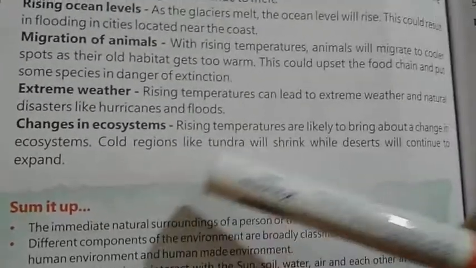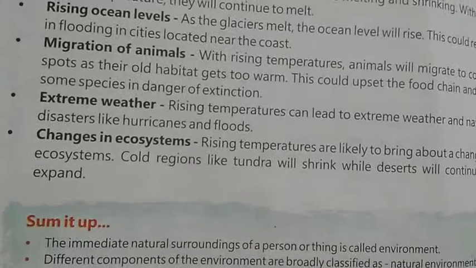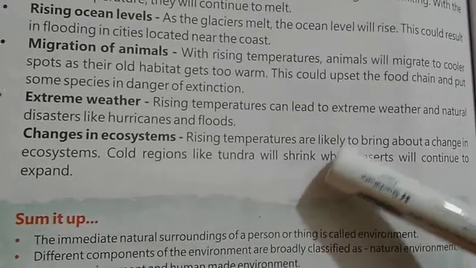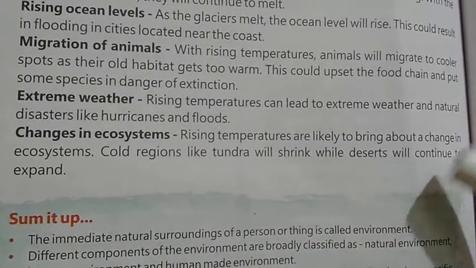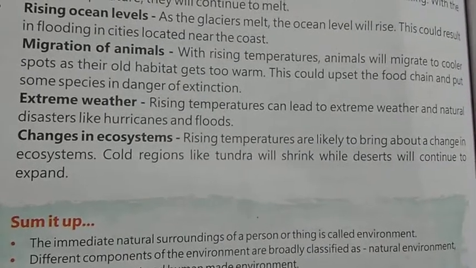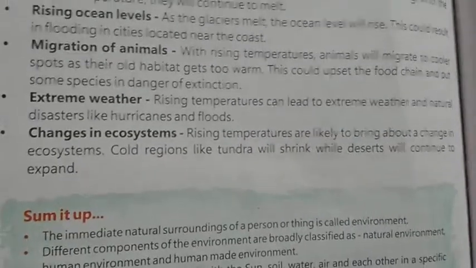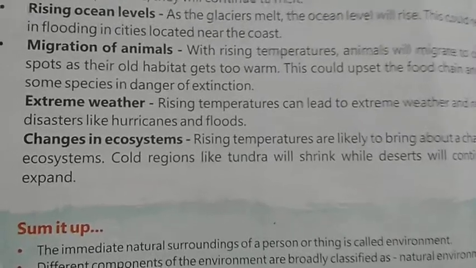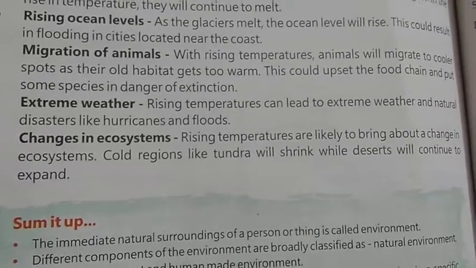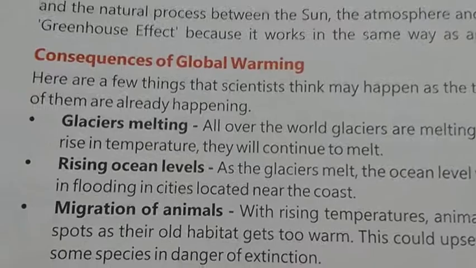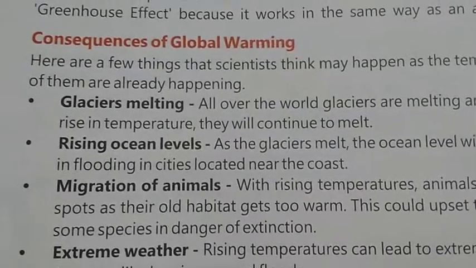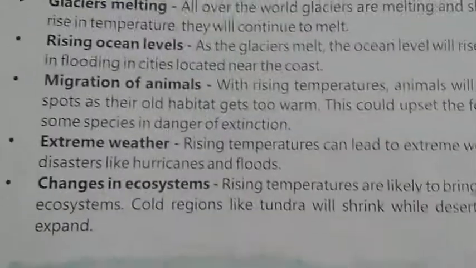And next is changes in ecosystems. Rising temperatures are likely to bring about a change in ecosystems. Cold regions like tundra will shrink while deserts will continue to expand. So, the extreme weather and change of ecosystem cause imbalance in nature, and these are all the effects of global warming. So, this was the chapter and we completed the chapter.